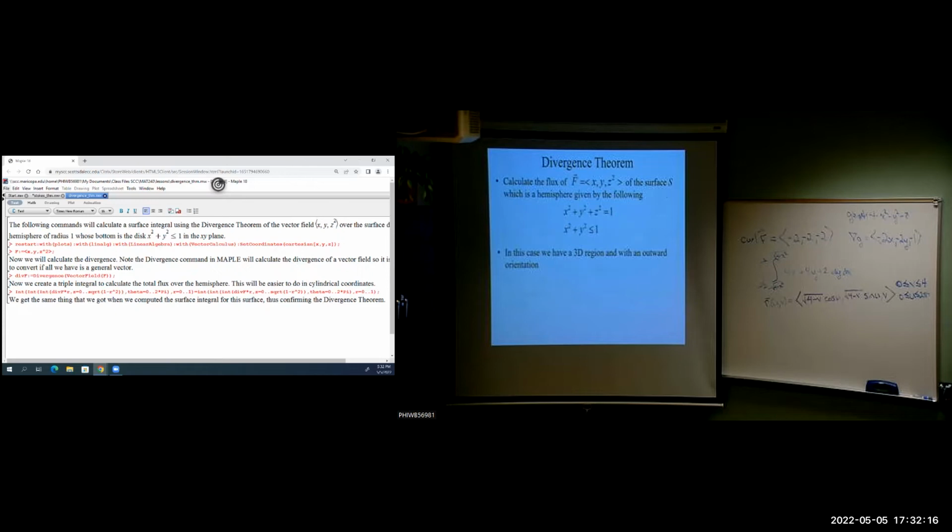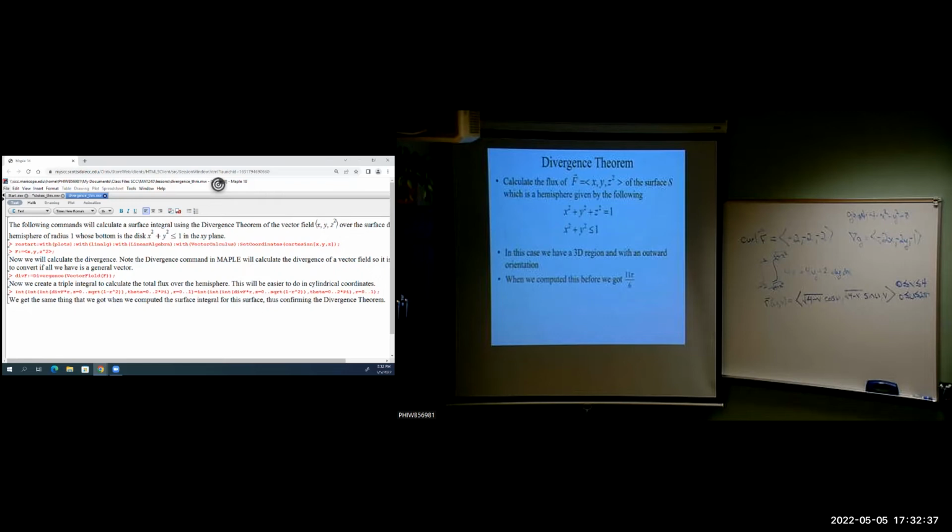We have a 3D region. We'll assume an outward orientation like we did last time. I believe the answer came out to be 11 pi over 6. Actually, I'm going to have it on the slide. This one I actually wrote down so we didn't have to remember.